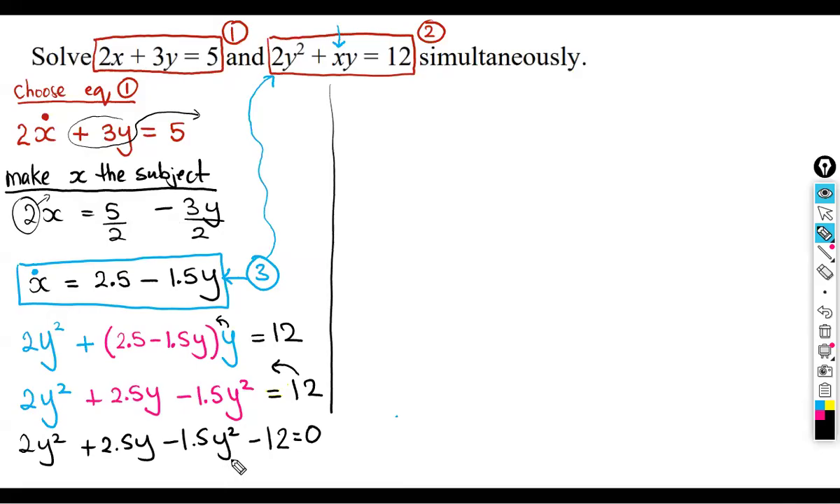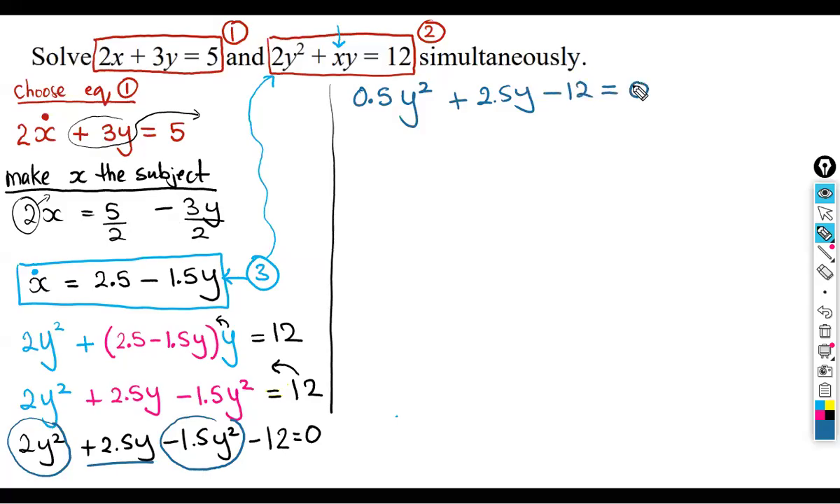Let's simplify this. Let's add up all the y squareds, all the y's, and then everything without a y. Get some blue here. You have 2y squared minus 1.5y squared. 2 minus 1.5 will give you 0.5y squared, or half. This 2.5y has no friends, and the minus 12 has no friends. So this is your quadratic.